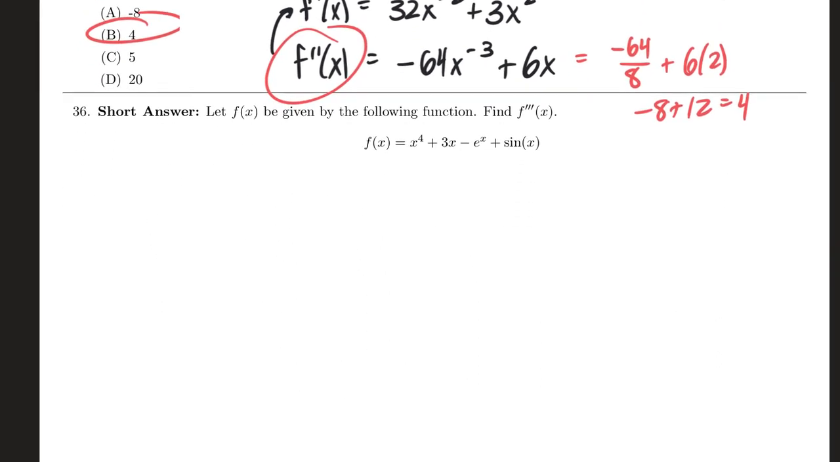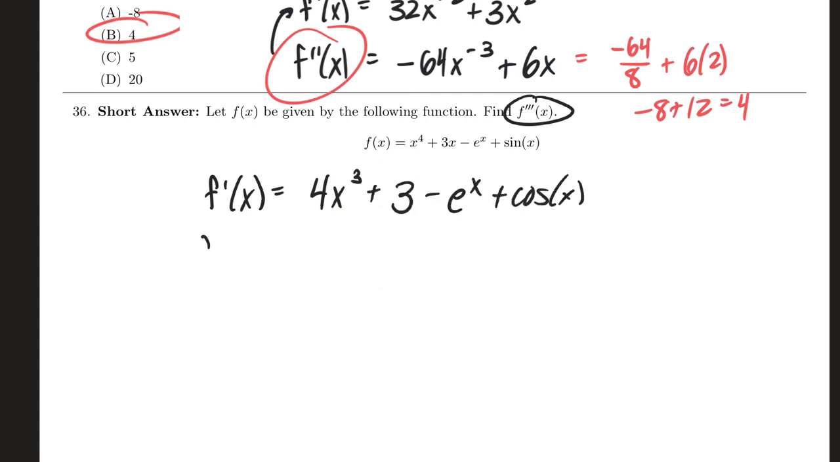Now this one is just finding the third derivative. So count all the tick marks. We need to find the third derivative. So we just go through 4x cubed plus 3 minus e to the x plus cosine of x. Do it again.